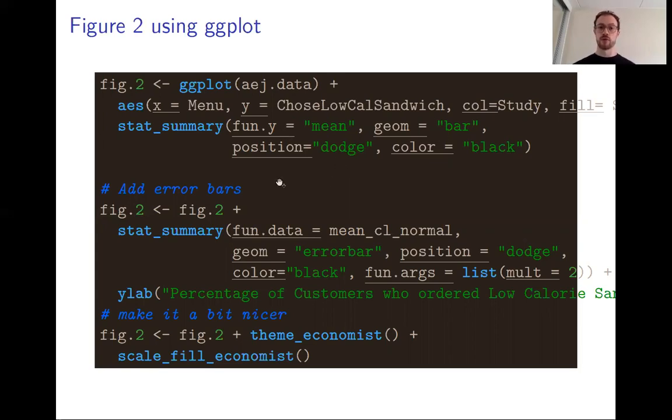I also say that the position should be dodge, which means that the bars shouldn't overlap. They should be separated, and the color is black. It's just the border of the bars.